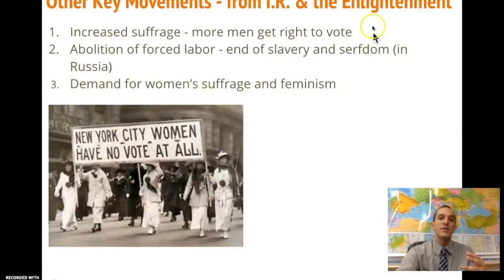Also, we are going to have the abolition of forced labor. With this industrialization, we really don't need these huge farms and plantations, or we don't need serfdom anymore in Russia. So we're going to see the end of forced labor. They're going to use these Enlightenment ideas and say, we really need to end this stuff.